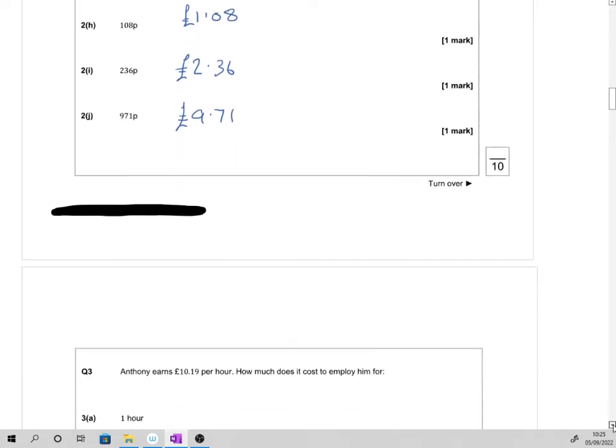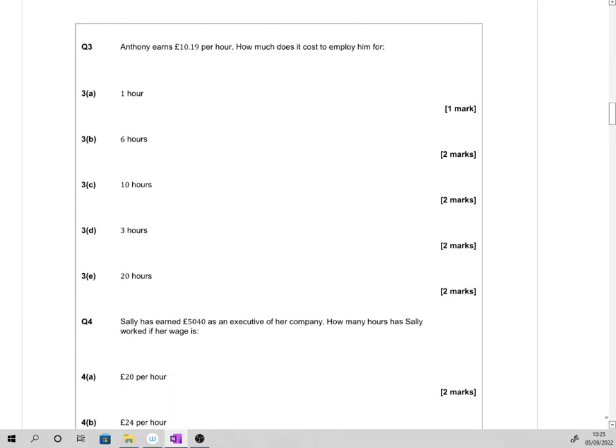Okay so far. Right, Anthony earns £10.19 an hour. How much does it cost to employ him for? So 1 hour is just £10.19. 6 hours is 6 times £10.19. Okay, let's do that. 6 times £10.19 is £61.14. 10 hours is 10 times £10.19. I can do this one in my head, which is £101.90.